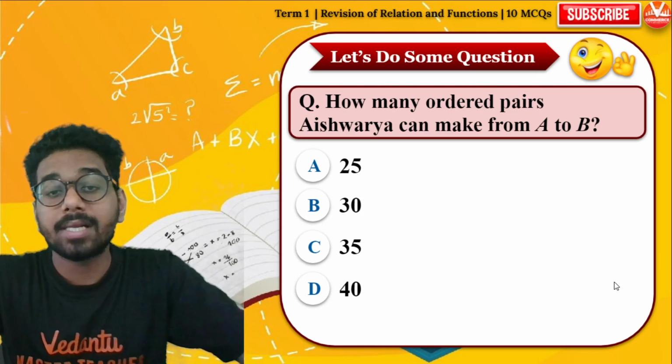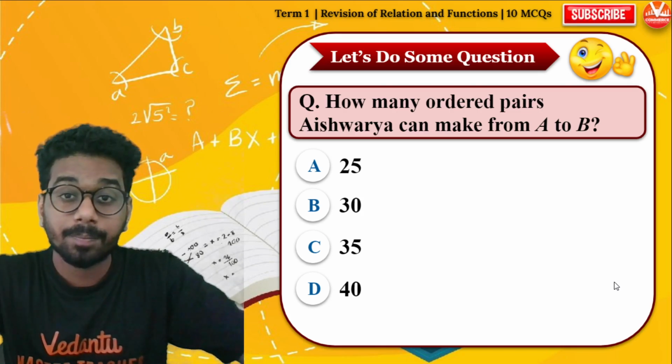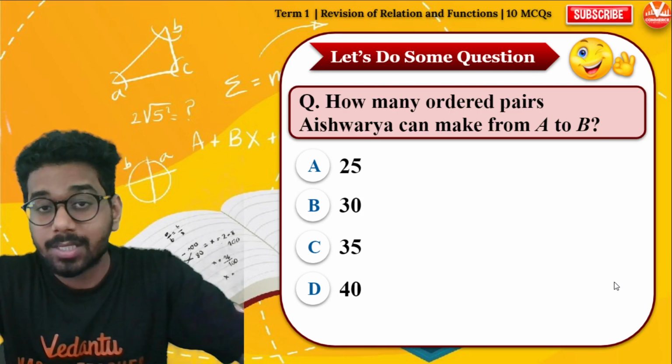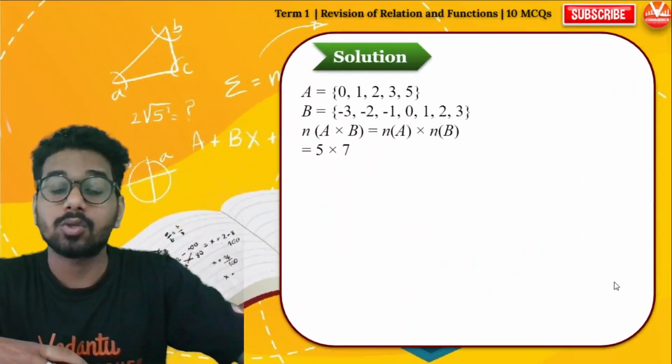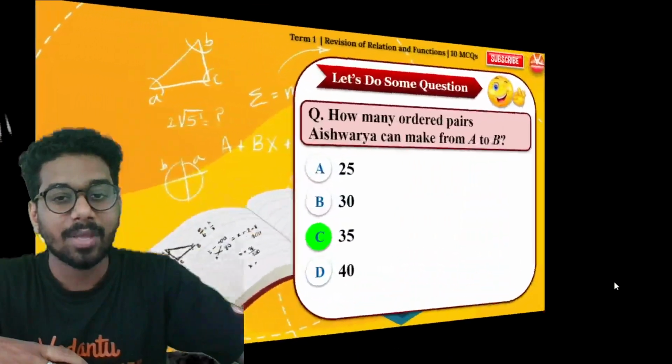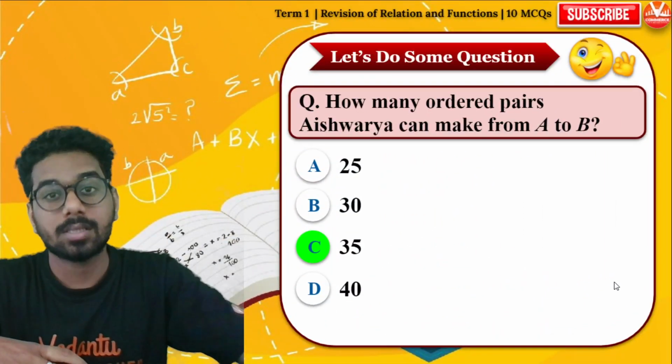Basically, what will be the number of elements in A cross B? The number of elements in A cross B is the number of elements in A, that is 5, times the number of elements in B, which is 7. So 5 into 7 is 35. So the answer is option C.